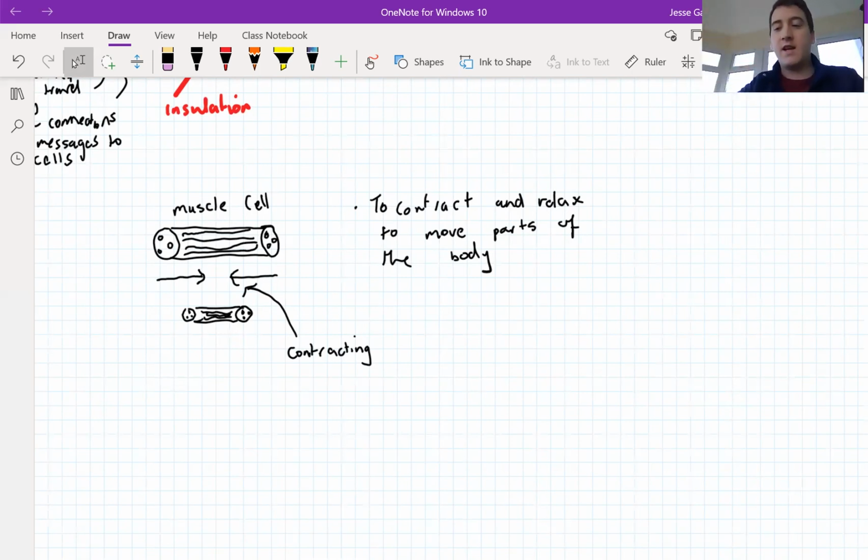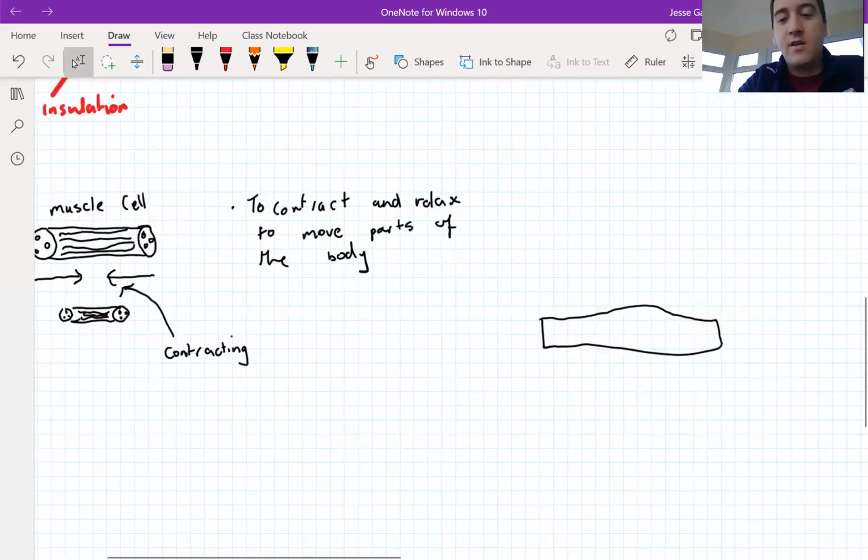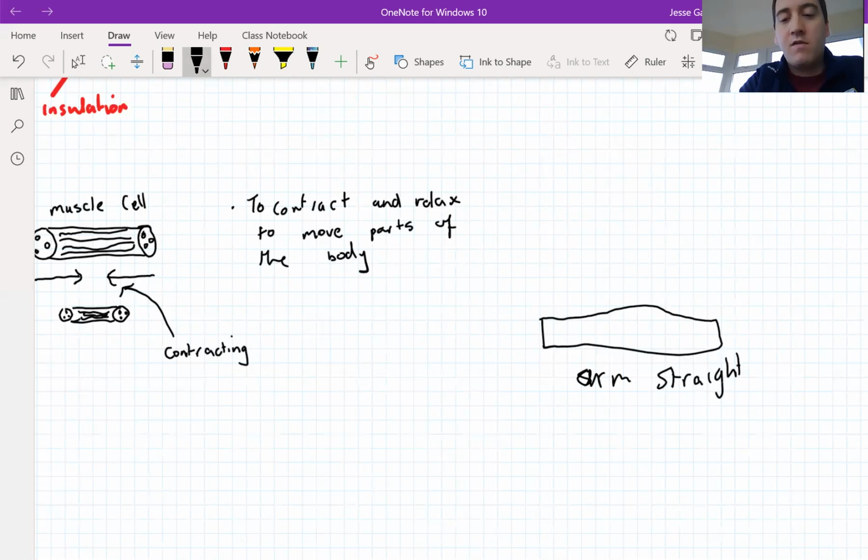So what you should feel is the length of the muscle. Actually, we'll do a little bit better job than that. Say this is the general shape of your muscle when it's straight, when it's stretched. So, arm straight. When you lift your arm, what you'll feel is lifted arm. What you'll feel is that the muscle is much shorter and much more bulged in the middle.